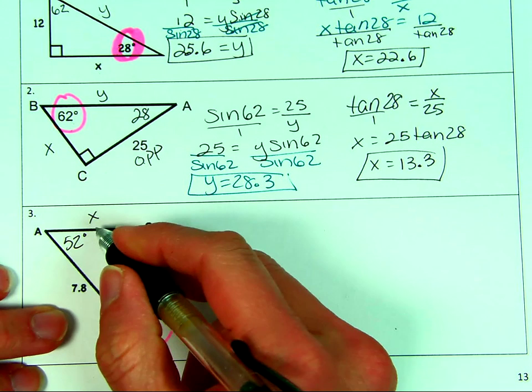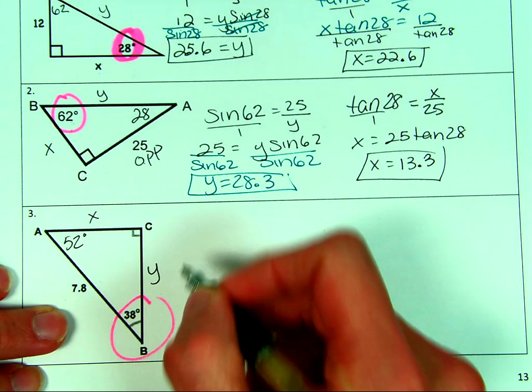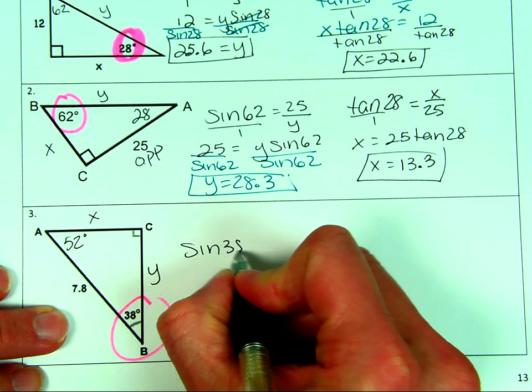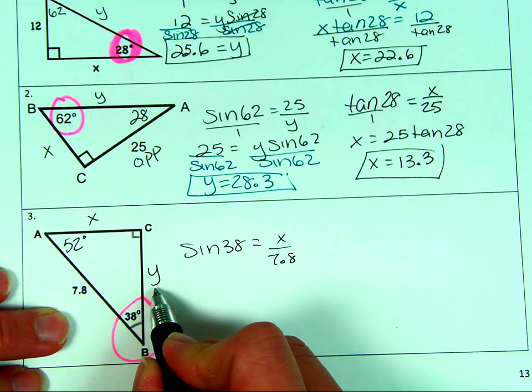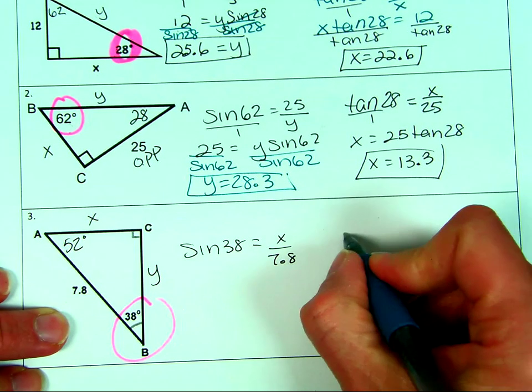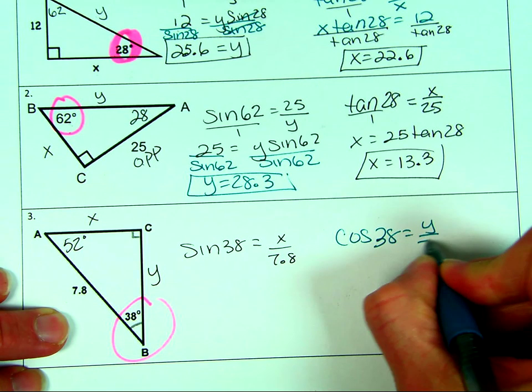So to find x, I'm going to use sine because that's the opposite of my angle, and that's the hypotenuse. So I'm going to say the sine of 38 equals x over 7.8. And to find this one, I would use cosine. I'm going to say that cosine of 38 equals y over 7.8.